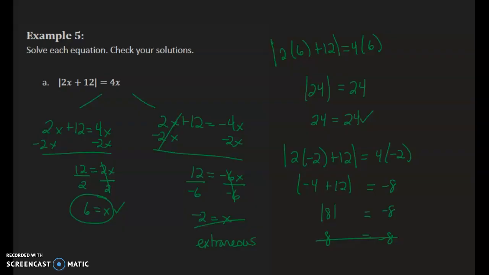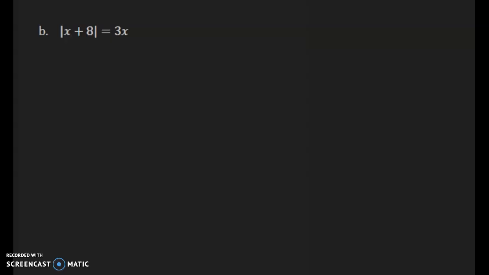Now, sometimes an absolute value equation can have both answers be perfectly fine. One answer can be extraneous, and occasionally both answers will be extraneous, which means it has no solution. How you know you need to check is when there is an absolute value equation with a variable on both sides of the equal sign. Go ahead and try to solve example B.